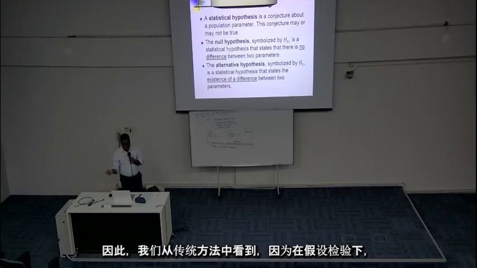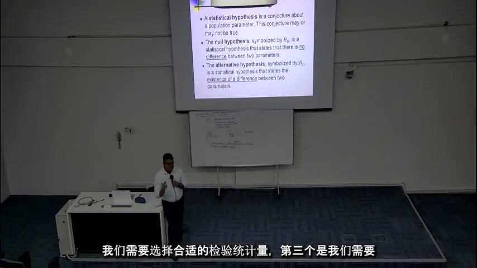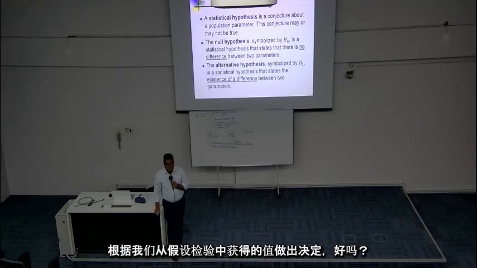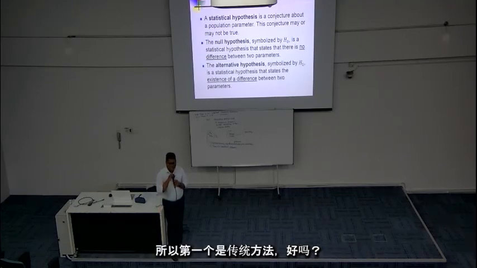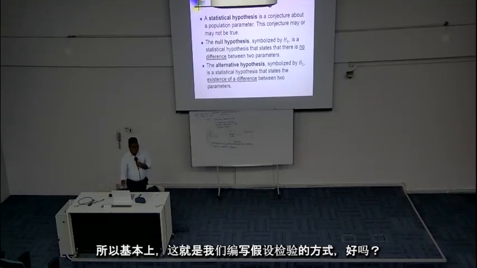So from the traditional method, under hypothesis testing, the first step is to write the hypotheses about the parameters. The second is to choose and select the appropriate test statistic. The third is to make a decision based on the value that we get from the hypothesis test. The first one is the traditional method, where we compare with the critical value. This is the way we are going to write the hypothesis test.